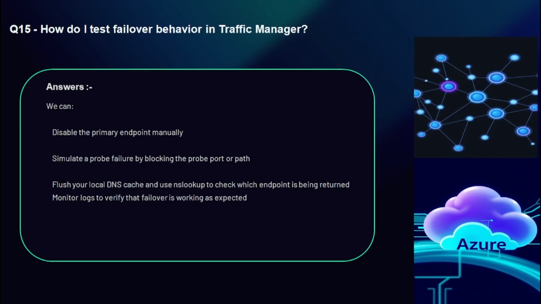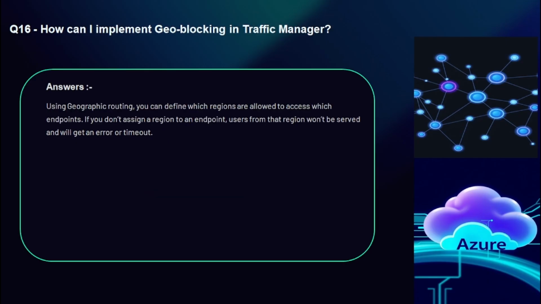Now next question. How can I implement geo-blocking in Traffic Manager? Answer is, you can use geographic routing. You can restrict users from specific regions by not defining an endpoint for that region or using custom logic at the endpoint to reject requests.